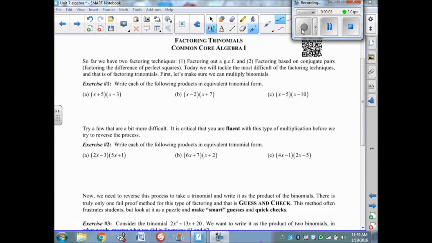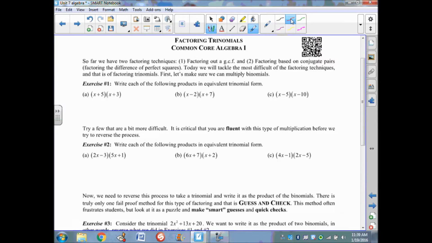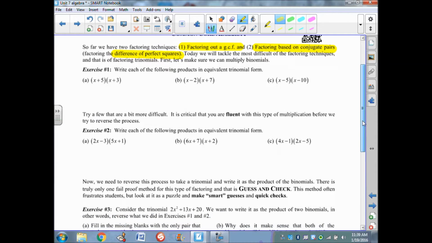Factoring trinomials. This is lesson 5 in your notes packet. So far we have 2 factoring techniques. First one was GCF. Second one was conjugate pairs, or in other words, the difference of perfect squares. This last technique is just factoring trinomials, which tends to be probably the trickiest one.